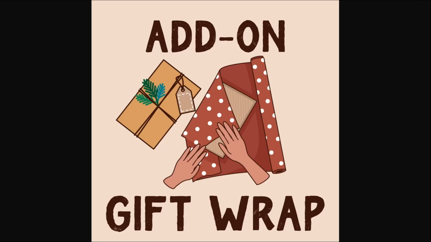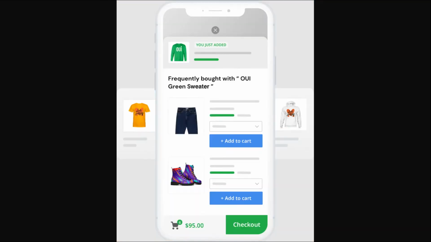Strategy 7. Gift wrap add-ons. Offer tiny upgrades like gift wrapping, express shipping, or premium packaging. Like add fancy gift wrap for $4.99. That's an instant AOV boost and they feel bougie.